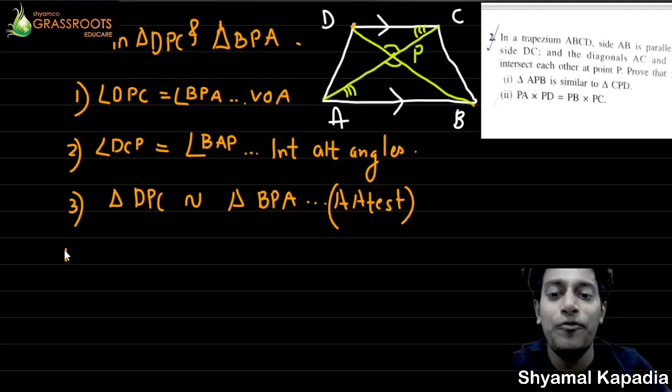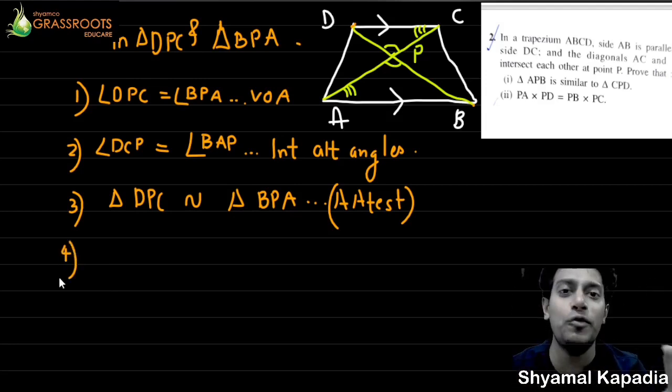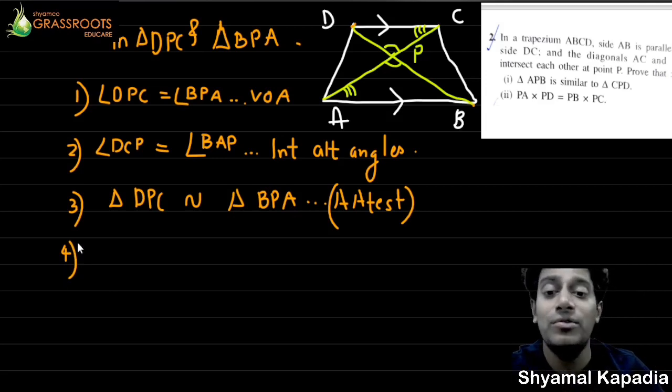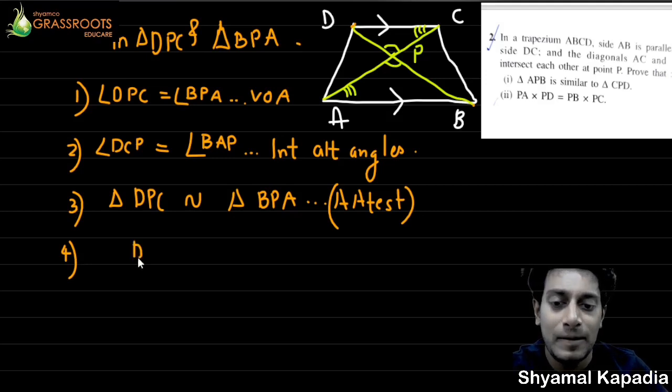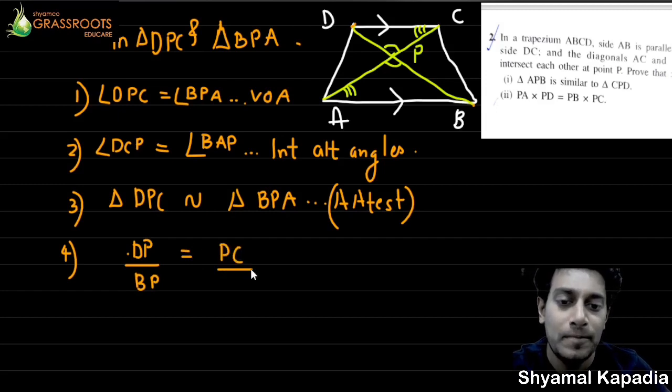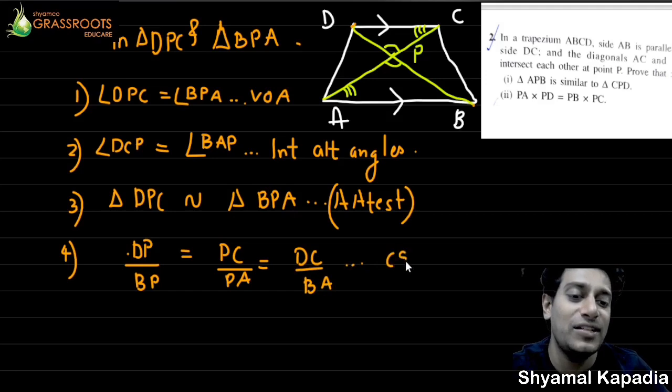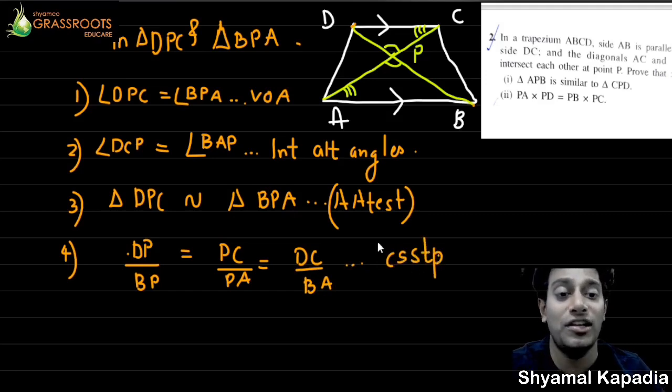And after this, free katha. Who will write the katha? If you don't write katha, I'll not talk to you. The first two is DP upon, either first two is BP. Next PC, the next two, upon PA, the next two. DC upon BA. Are you understanding, yaar? And the reason is corresponding sides of similar triangles are in proportion. Shortcut not allowed.